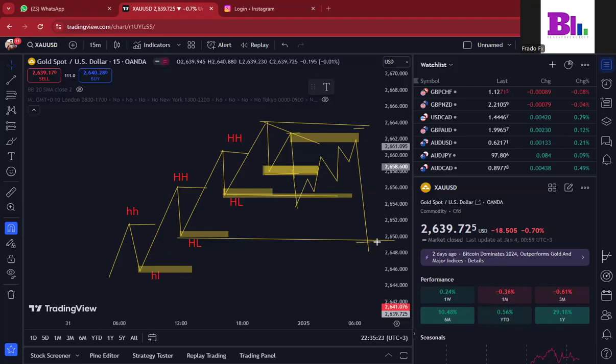Okay, so what you have to note here, make sure you understand that you cannot have a free zone at a point where you don't have a supply or a demand. But also make sure that in the process of mitigation, when the price is coming back to a supply or a demand, the market is moving in low momentum. Then you can take your entry.